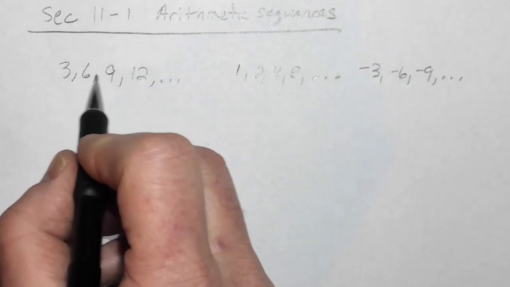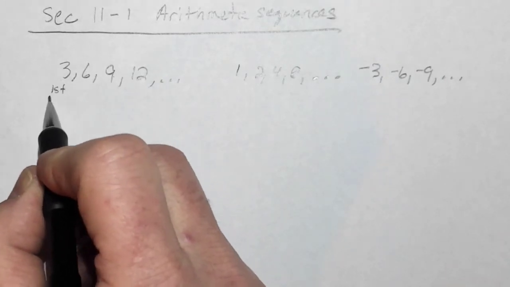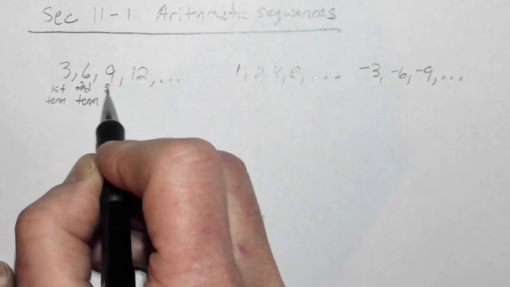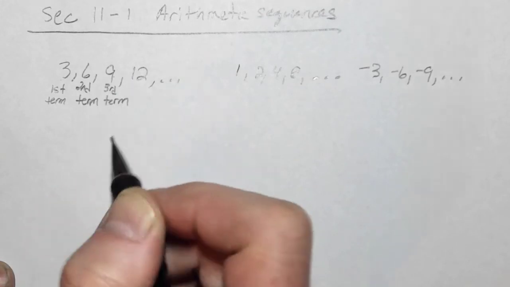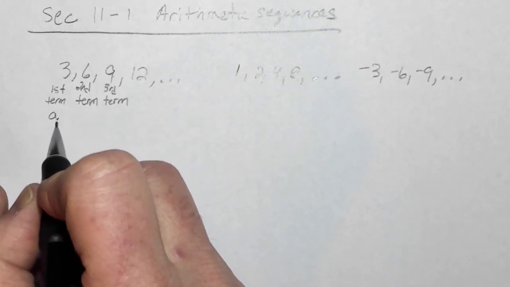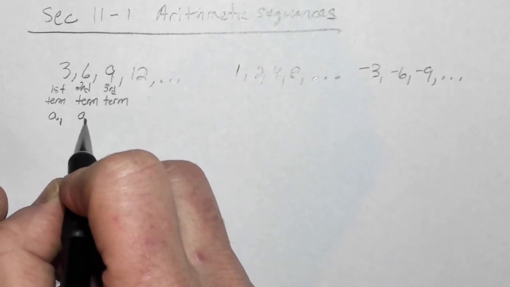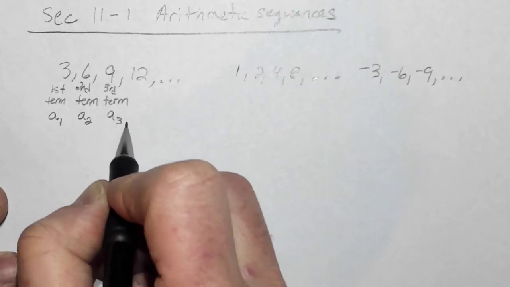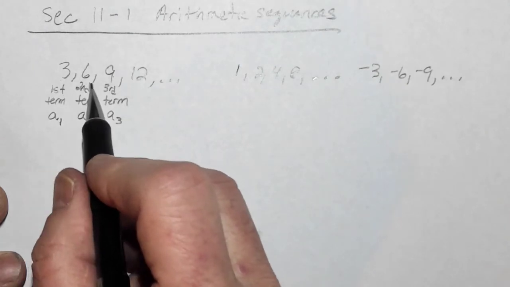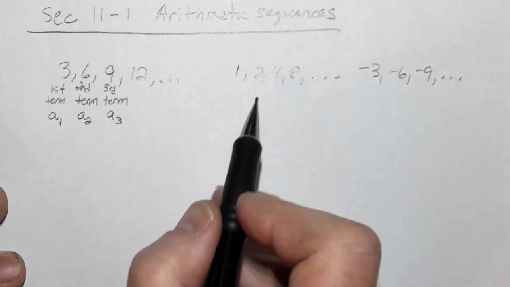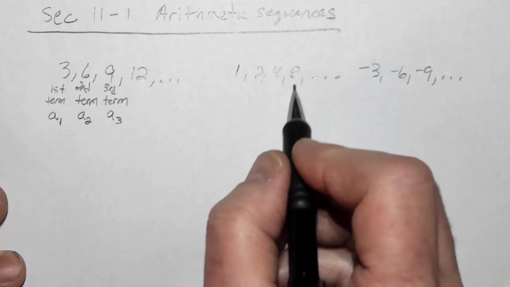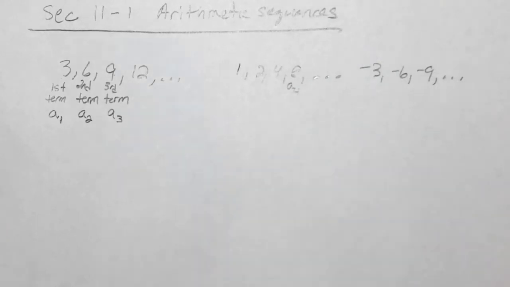Each one of these numbers is called a term. This is the first term. This is the second term, third term, and so on. And they use little subscripts as notation. So this is said to be a sub 1, a sub 2, a sub 3, a sub 4, and so on. This little subscript just tells which number it is in the sequence. So for instance, over here, the number 8 is the 1, 2, 3, 4th term. So this is a sub 4.